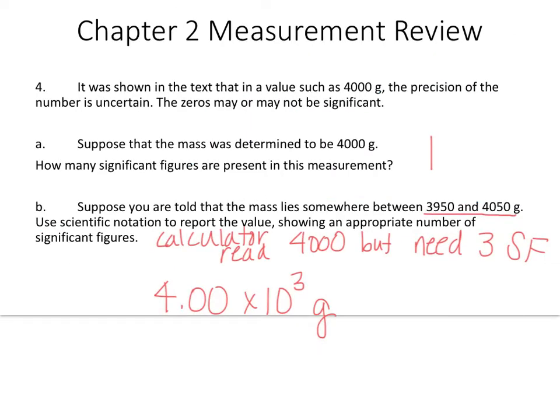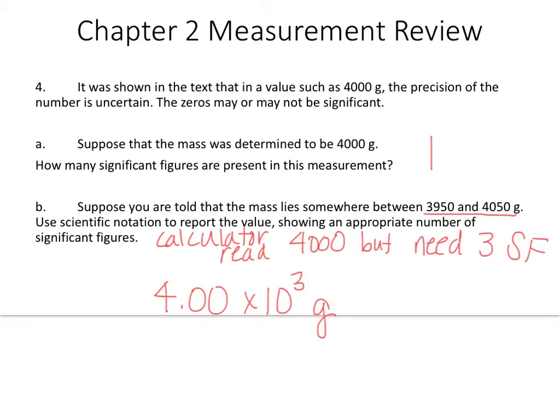So this question is asking you about significant figures. 4 tells you that in a text, the value is shown as 4,000 grams. So the precision of the number is uncertain. And so A says, suppose that the mass was determined to be 4,000 grams. So how many significant figures are present in this measurement? Because there is no decimal, it would only have 1 significant figure. Because there's no decimal right here, that would be considered to be 1 significant figure.